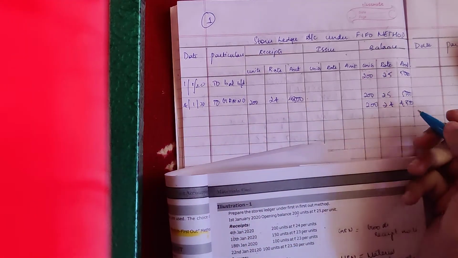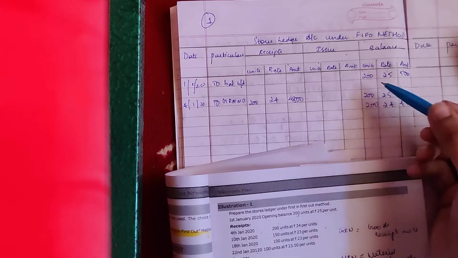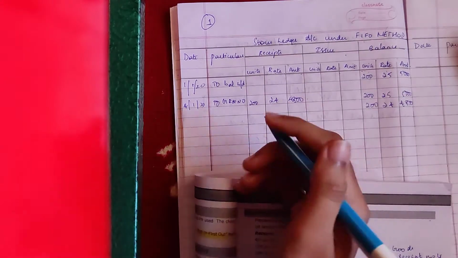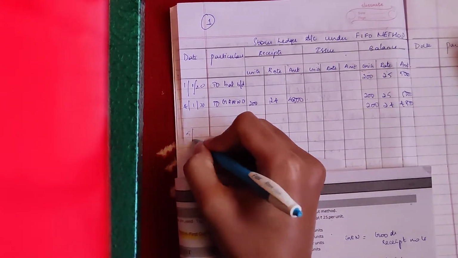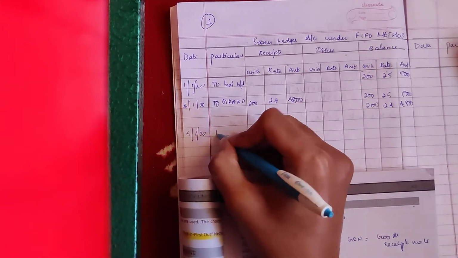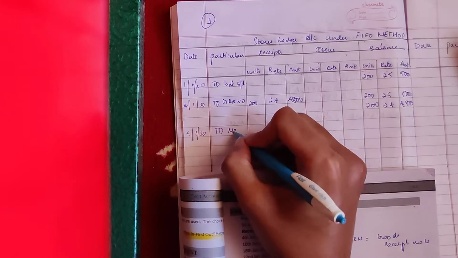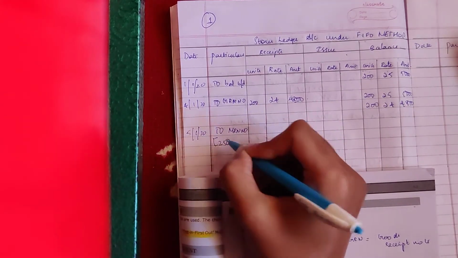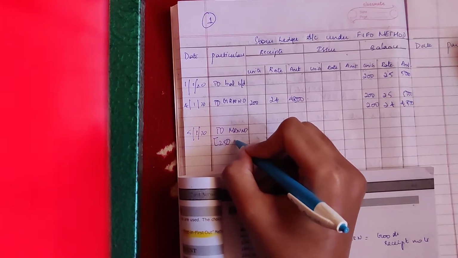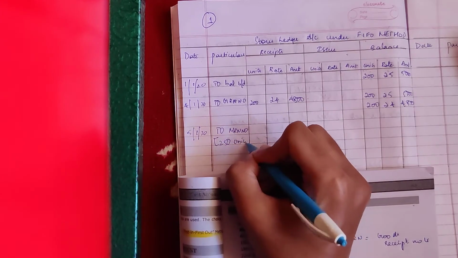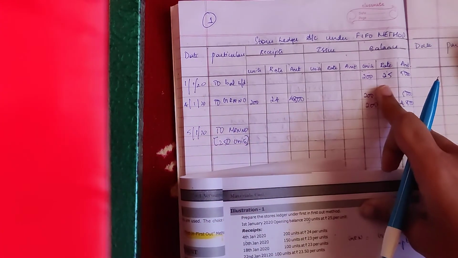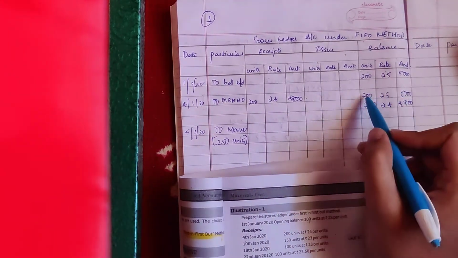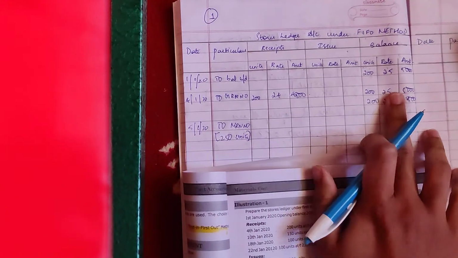When you're issuing, you need to be very careful. You need to issue out of the particular balance which you have. On 5th January 2020, you are issuing to MRN, material requisition note, 250 units. Please note this down so that you do not get confused. How will you issue these 250 units? From the balance which you brought down earlier.